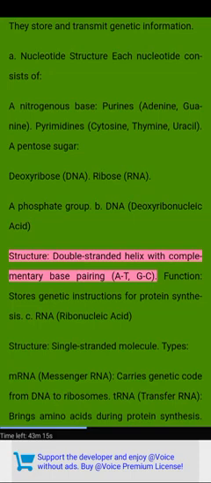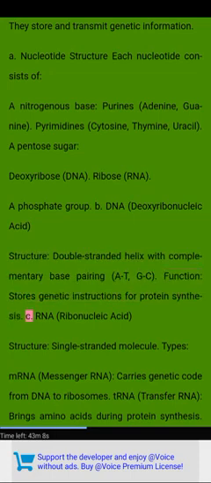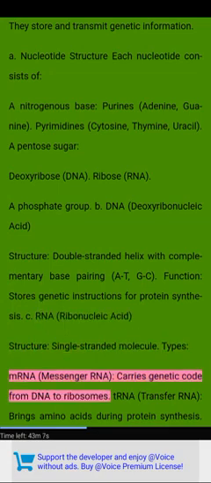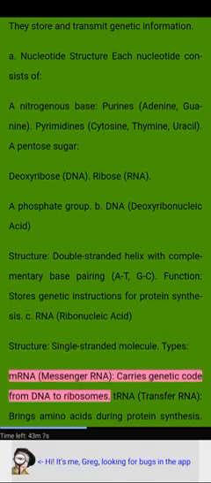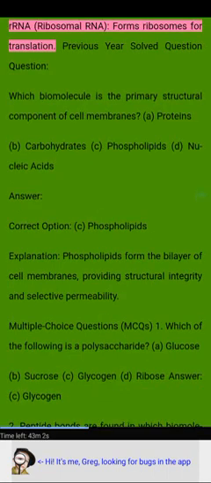Structure, double-stranded helix with complementary base pairing, A-T, G-C. Function, stores genetic instructions for protein synthesis. C. RNA, ribonucleic acid. Structure, single-stranded molecule. Types. mRNA, messenger RNA, carries genetic code from DNA to ribosomes. tRNA, transfer RNA, brings amino acids during protein synthesis. rRNA, ribosomal RNA, forms ribosomes for translation.